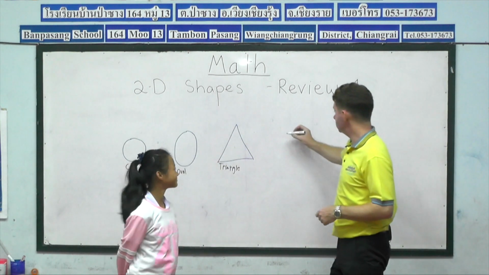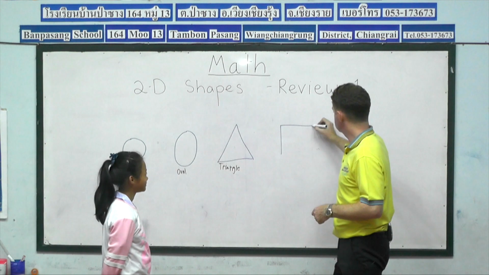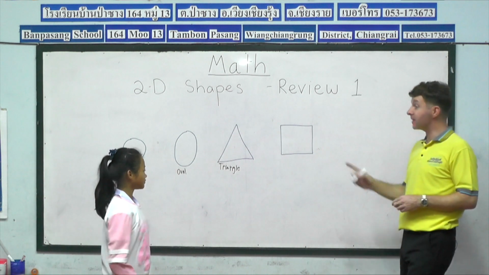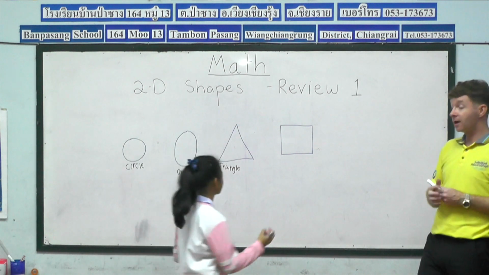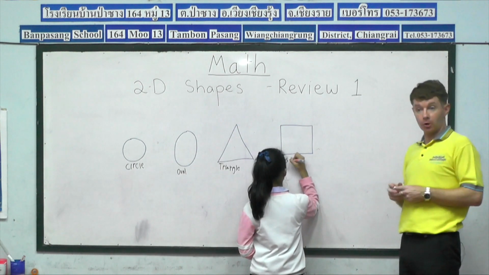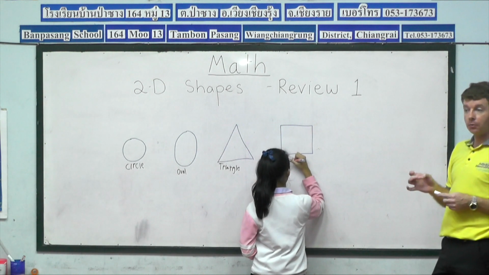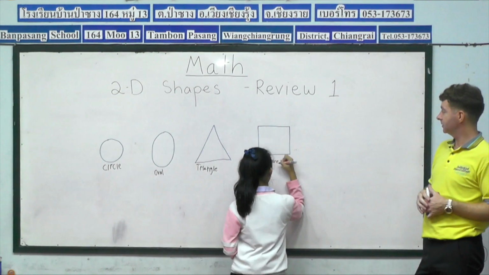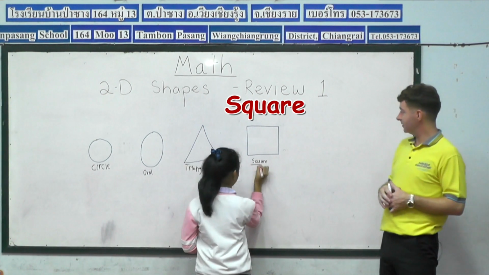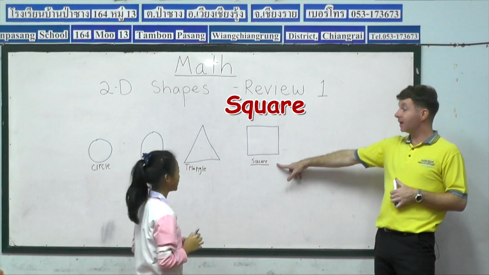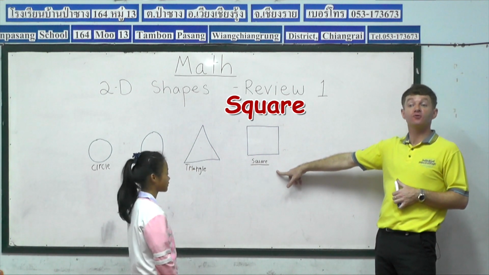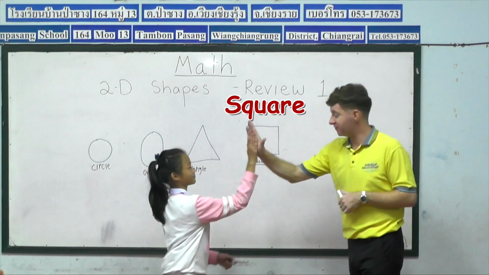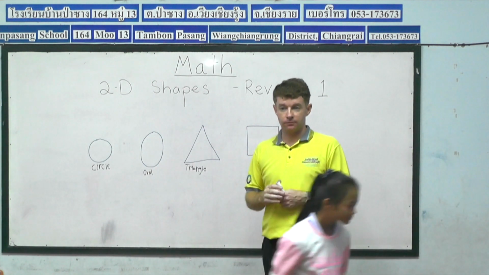Who can tell me what this shape is? Square. Excellent. Dan, can you write square underneath for me? S-Q-U-A-R-E. Excellent. What's our shape called? Square. All together, guys. Square. Well done, Dan. That was superb. High five. Big round of applause for Dan.